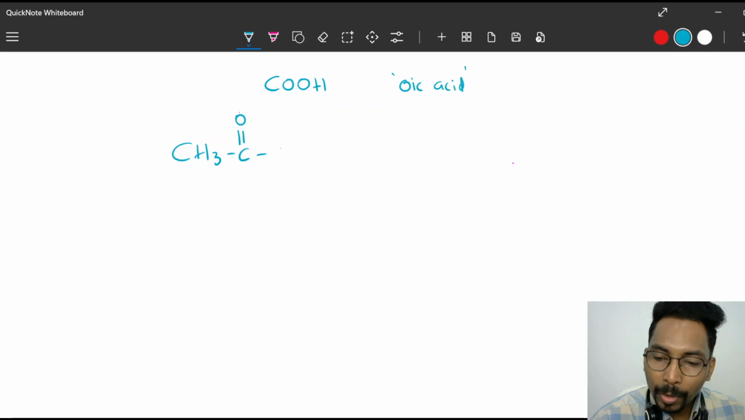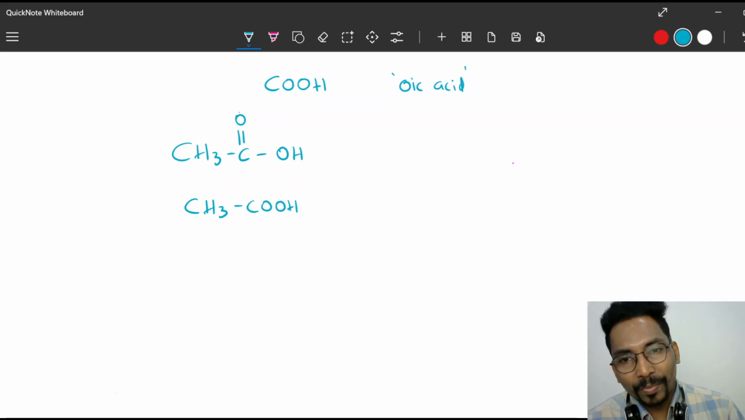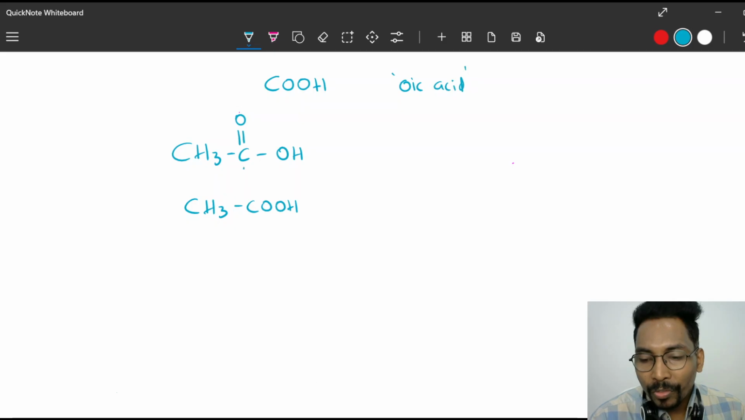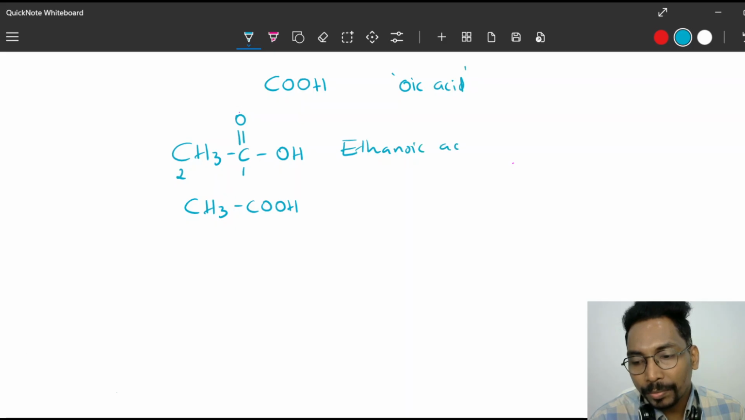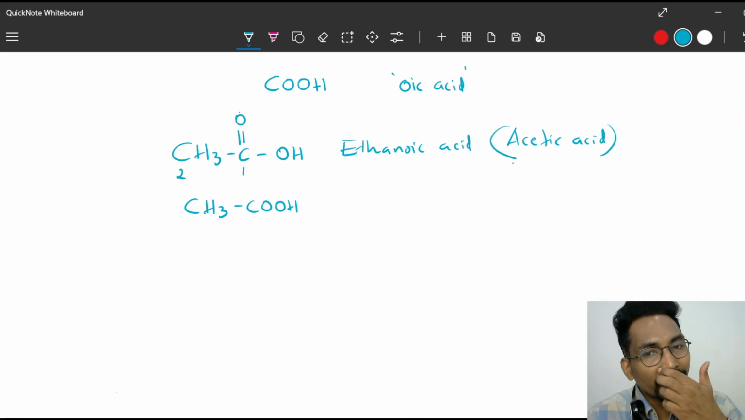CH3 C double bond O OH, or you can write CH3COOH. Clear? So 1, 2. So this is ethanoic acid. Why? Because two carbon atoms are there and the carboxylic acid functional group is there. Ethanoic acid is a very important acid. Its common name is acetic acid. Acetic acid we have learned in lower classes, which is used for preparing vinegar and all.